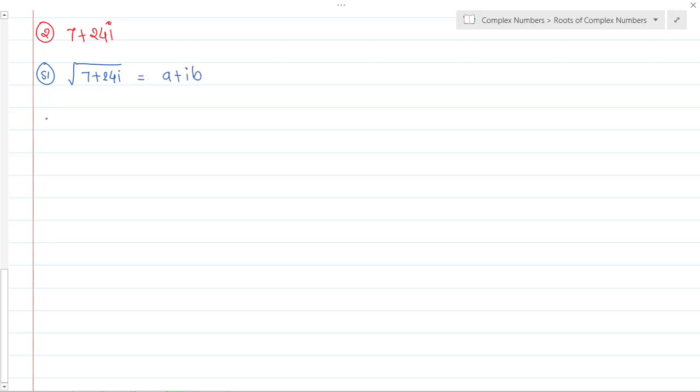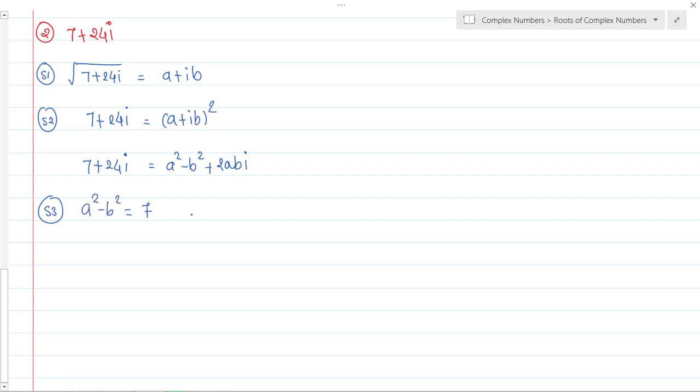Step number 2: squaring on both sides. You will have 7 plus 24i equals (a plus ib) whole square, which gives me a square minus b square plus 2abi, equal to 7 plus 24i. Let's compare the real part and the imaginary part, so that you have a square minus b square equals 7, and 24 equals 2ab.